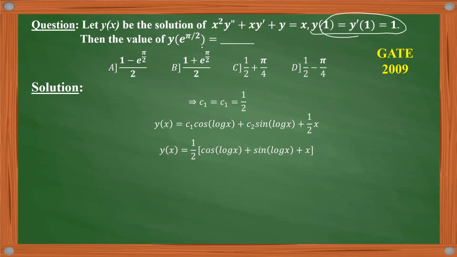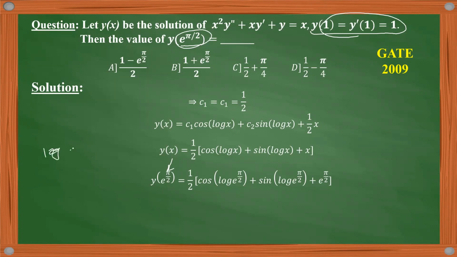And now we need to find the value of y at x is equal to e power pi by 2. So now just put e power pi by 2 in place of x. So we will get this equation: 1/2 into cos log e raised to pi by 2 plus sin log e raised to pi by 2, plus e raised to pi by 2. And now we know this method that wherever we have log e power a, we can just put a over here. So it will be a into log e, and we know that log e is 1.